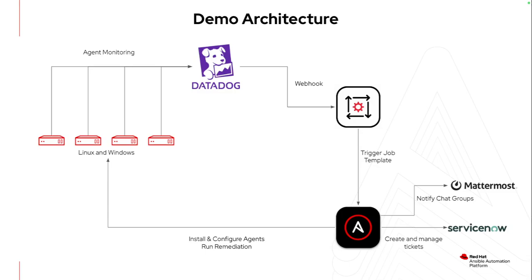I've created two monitors that have a webhook attached to them. So if an alert comes in for those particular monitors based on whatever parameters I have set in Datadog, that will alert my event-driven Ansible controller. And then if the rules that I've defined meet the appropriate conditions, it will then trigger, in my case, a workflow job template that then goes through the process of notifying via my chat, which is Mattermost, creating a ServiceNow ticket, and running that remediation.